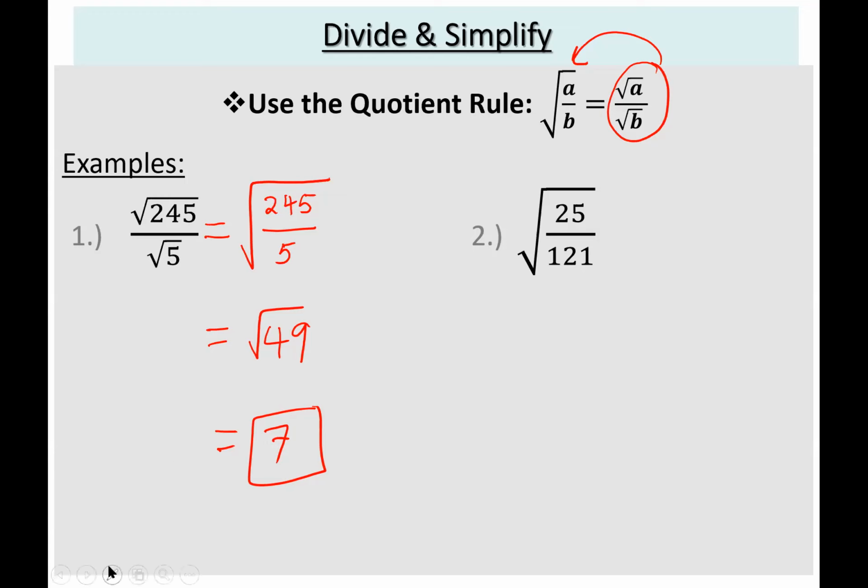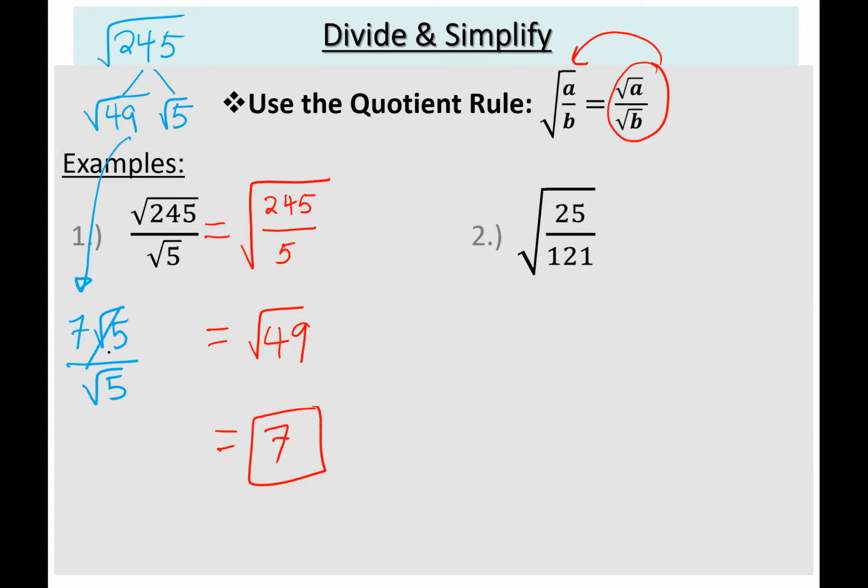The other way we could have done it is we could have broken down 245. It would have probably taken a while to realize that the perfect square that goes in is 49. We'd have to go pretty far down our list before we realize that. If you simplify the square root of 245, that would have been 7 square root of 5 over the square root of 5, and then those square root of 5s just cancel out. I like our first way better. So if it's possible to divide first, I think you're going to have an easier time.